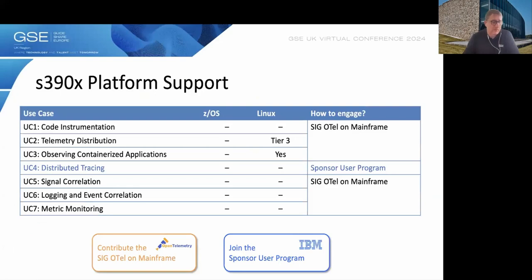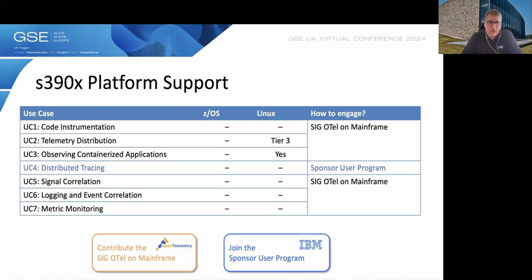Let's sum it up. We spoke about a number of use cases of OpenTelemetry and how they relate to the mainframe platform. Specifically, what you see here on the slide is the current support of those different use cases by the community for z/OS and Linux.